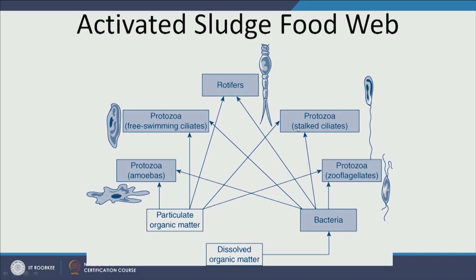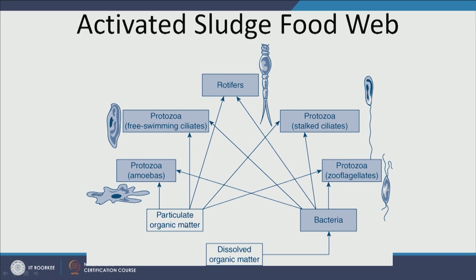And let's look here. We have dissolved organic matter, and we have particulate organic matter that was not removed in primary settlement. In the secondary process, the dissolved organic matter will be consumed by bacteria because bacteria love to eat these small pieces of organic matter. The bacteria in turn are consumed by protozoa, which are zooflagellates or amoebas, or free swimming ciliates or rotifers, different kinds of protozoa. So bacteria don't survive very well, they are eaten by different kinds of protozoa.